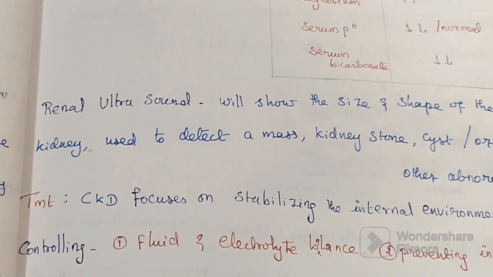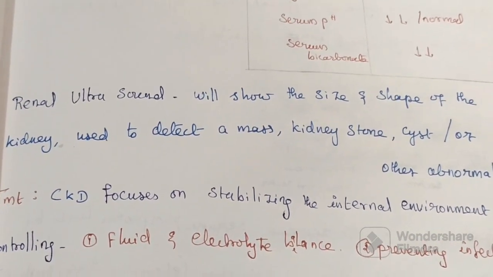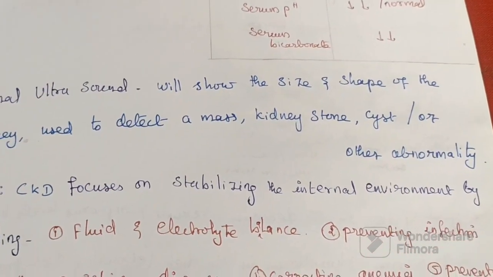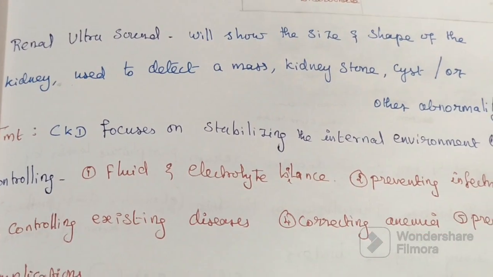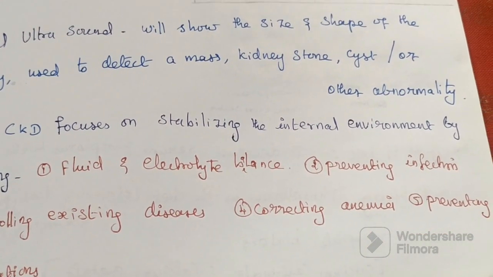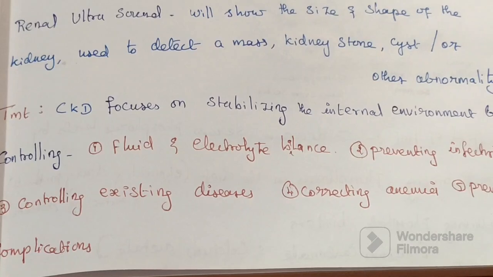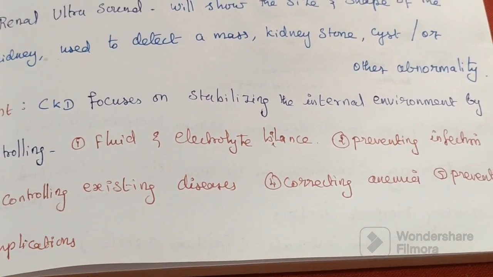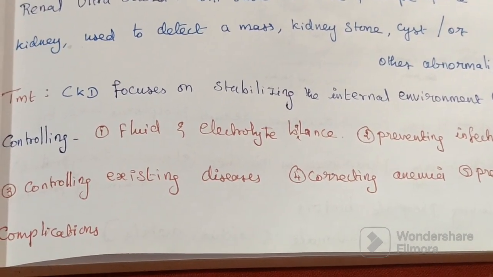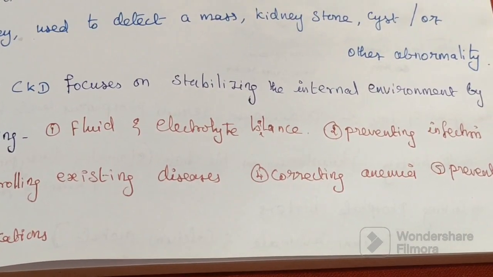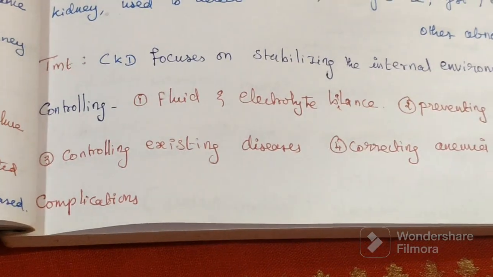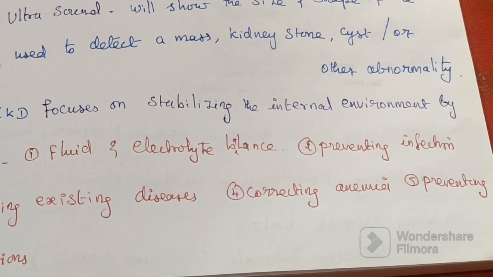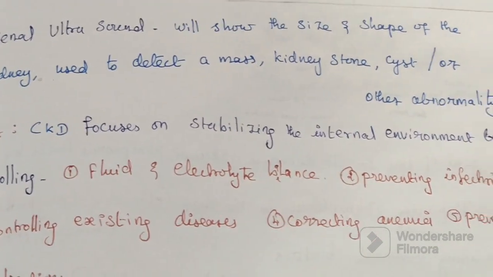Treatment for chronic kidney disease focuses on stabilizing the internal environment by controlling fluid and electrolyte balance, preventing infection, controlling existing disease, correcting anemia, and preventing complications.